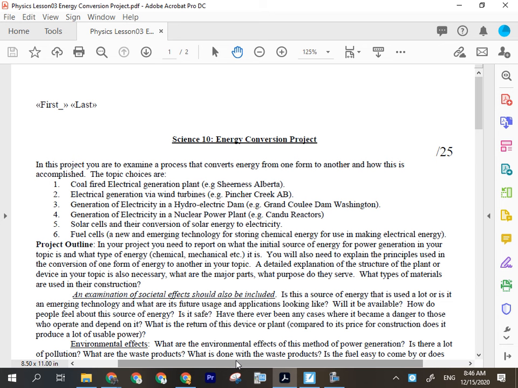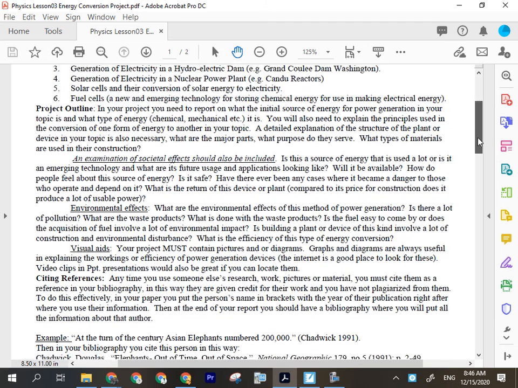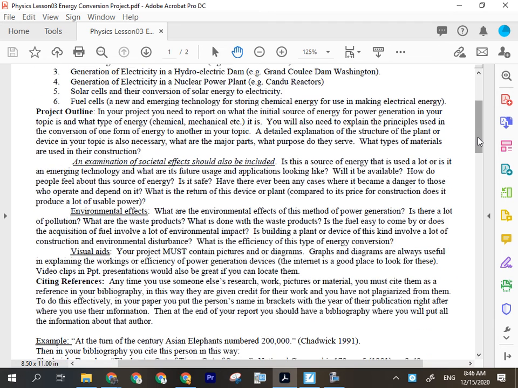Okay, so our project outline. In your project, you need to report on what the initial source of energy for power generation in your topic is, and what type of energy it is. So is it chemical? Is it mechanical? If you're looking at coal, coal obviously is your initial fuel source. Coal is a form of chemical energy. So you're going to have to talk about how energy is stored in that, how we convert it, etc.